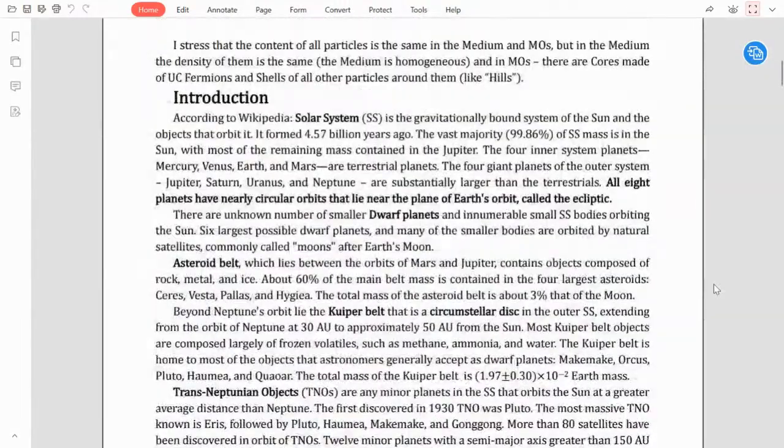I stress that the content of all particles is the same in the medium and macro objects. But in the medium, the density of them is the same. The medium is homogeneous. And in macro objects, there are cores made of UC fermions and shells of all other particles around them, like hills.